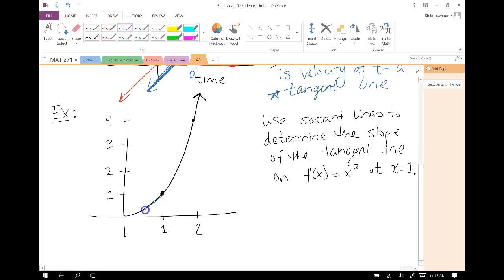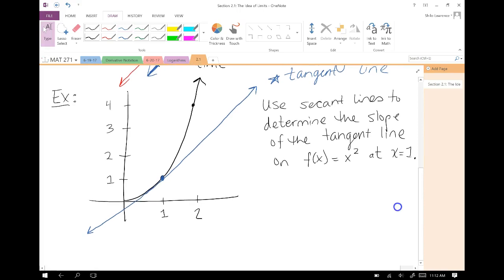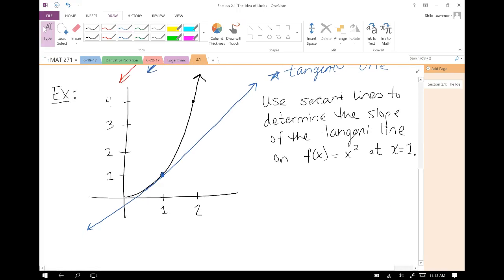I want the slope of this tangent line. The problem is I only know one point, so we can't use algebra to do it. So this is what we're going to do. We're going to try to approximate it using secant lines.